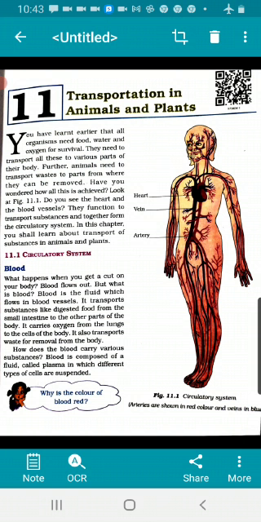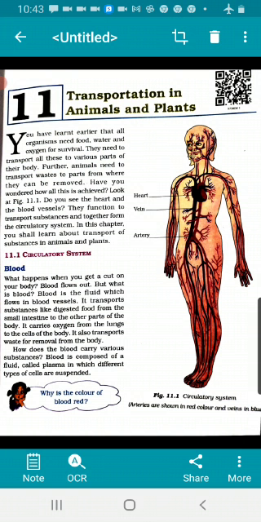Look at this figure. Do you see the heart and the blood vessels? They function to transport substances and together form the circulatory system. So, in this chapter, you shall learn about transport of substances in animals and plants. So, first of all, you should know what is meant by circulatory system.